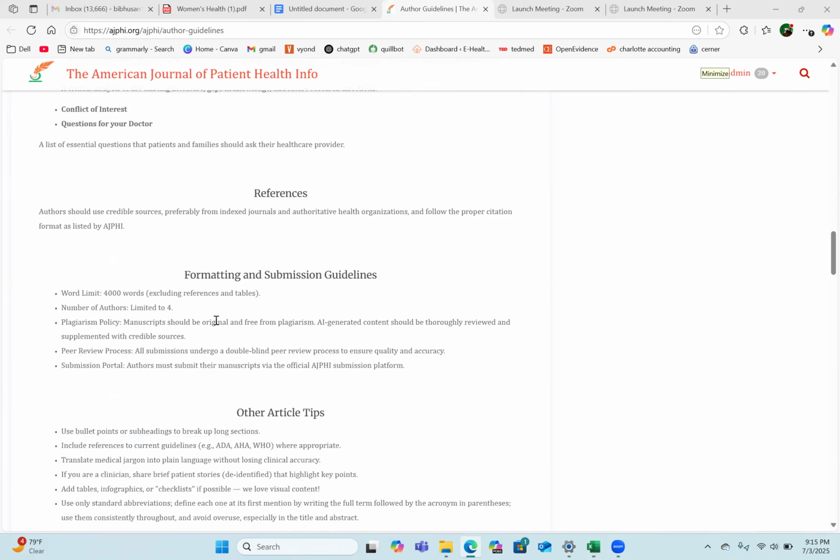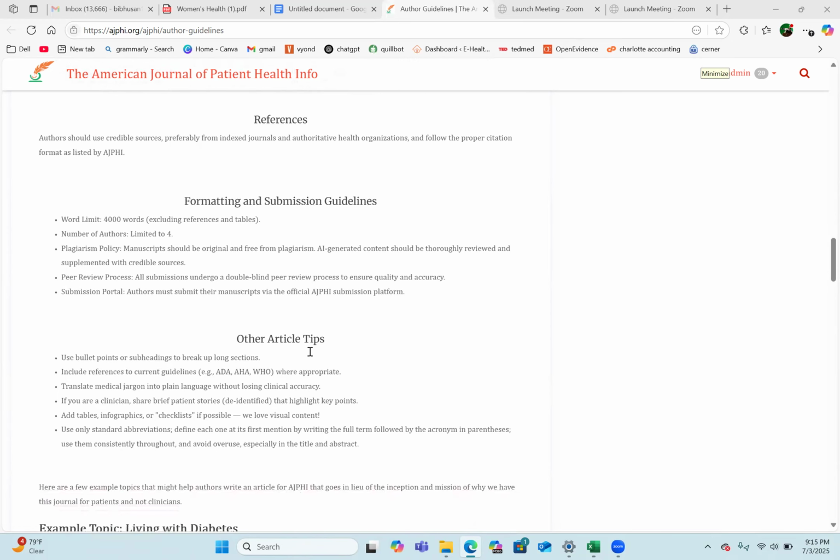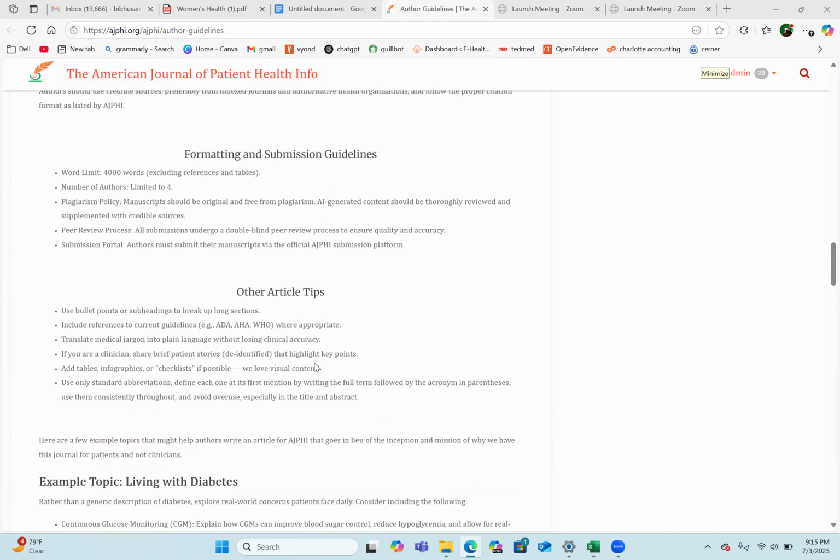Here are the formatting guidelines. Keep your words to around 4,000 words at the max. Limit the number of authors to 4. We have strict plagiarism policies. We like people using AI-based software, like large language models, but make sure you use it to frame your work, not to write it. We will go through a double-blinded peer review process to make sure the quality of the article is good.